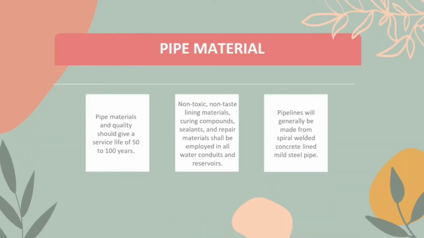Moving on to pipe material selection, pipe materials and quality should give a service life of 50 to 100 years. Also, non-toxic, non-taste lining materials, curing compounds, sealant and repair materials shall be employed in all water conduits and reservoirs. The pipelines will generally be made from spiral welded concrete-lined mild steel pipe.